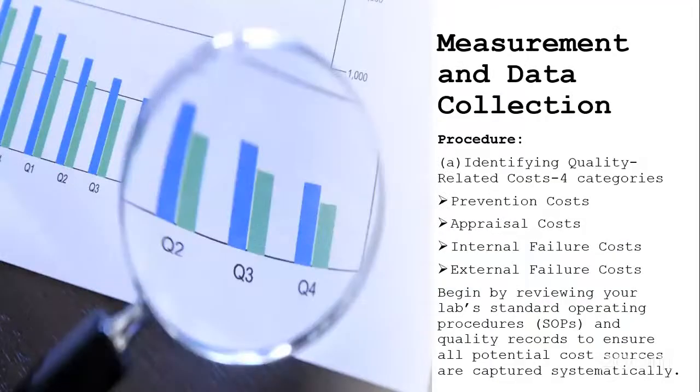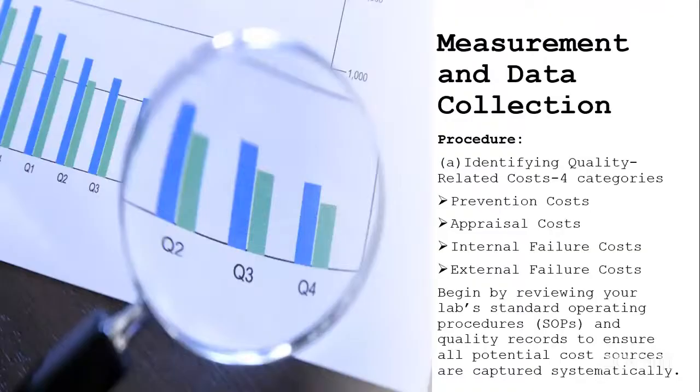So how do we measure this? Number one, measurement and data collection in terms of quality cost analysis. This is the procedure. Identifying quality related costs. And how do you identify the quality related costs? I've just said there are four categories of quality related costs. There are prevention costs, appraisal costs, internal failure costs, and external failure costs.